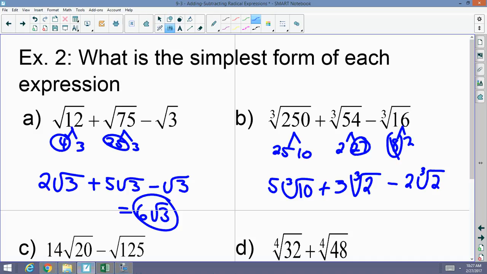Wait. This is completely wrong. No, I'm a fool. I was doing a square root and it's a cube root. 100%. Thank you, kid. 125 times 2. Yes, this is 5 times the cube root of 2.